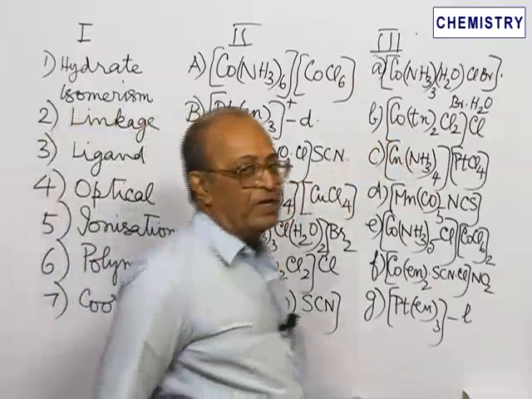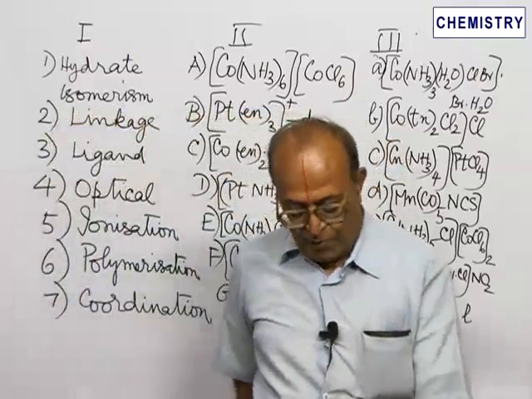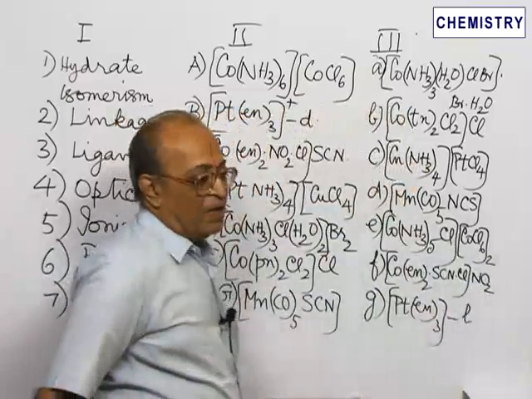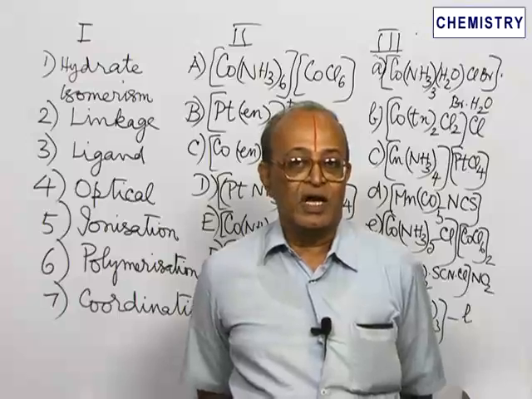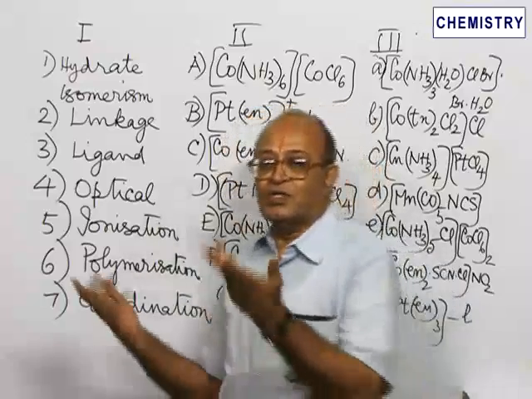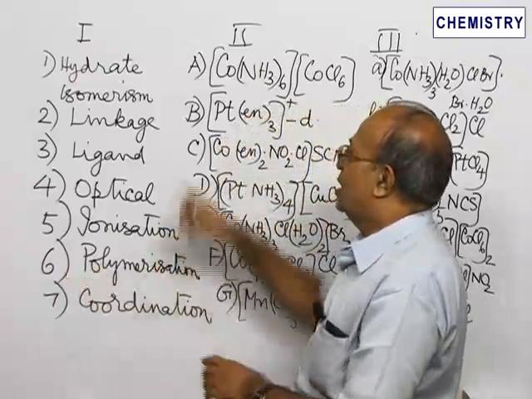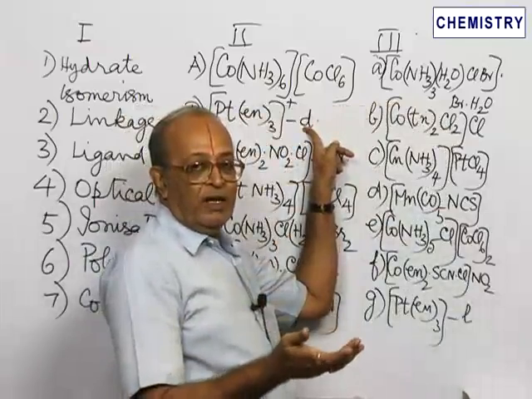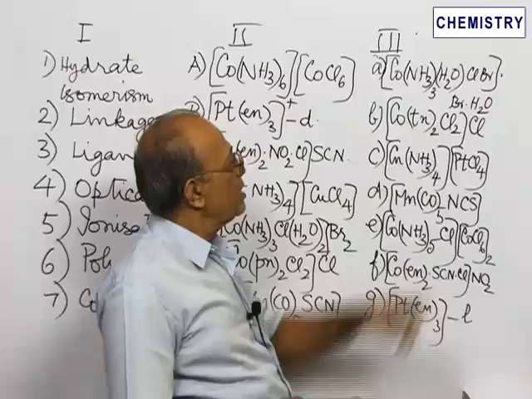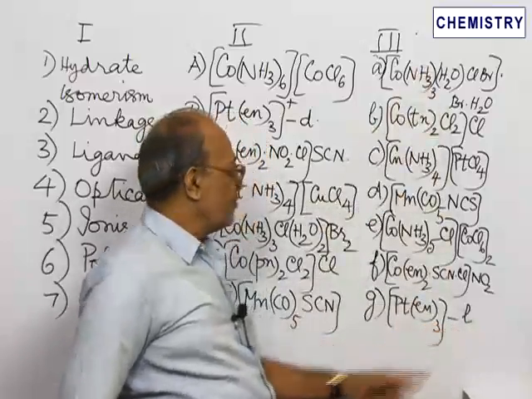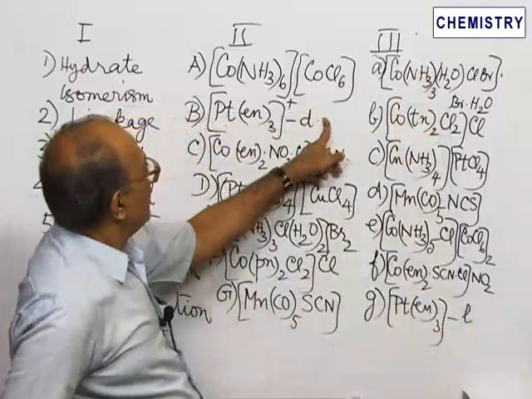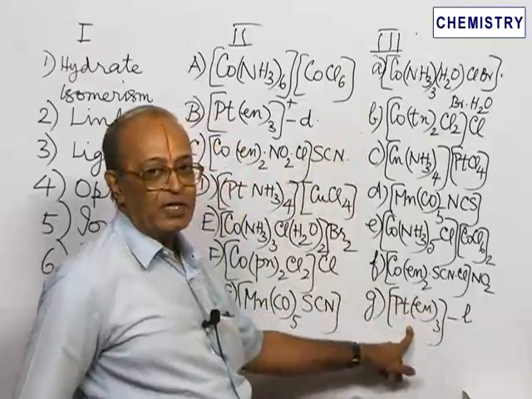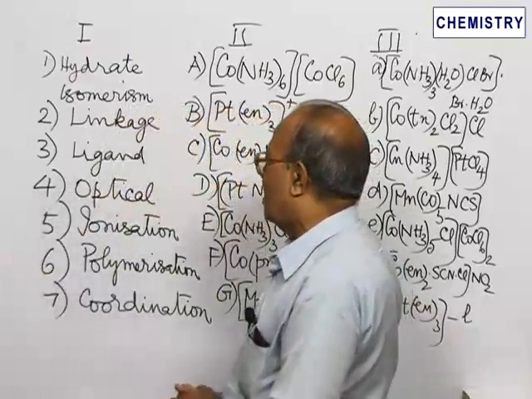Now come to optical isomerism. By the name optical isomerism itself, immediately you can come to the conclusion that optical isomers are in the form of enantiomers, dextro and levo isomers. So it is very easy. Look at column 2. B. This small d represents dextro isomer. Naturally, there should be correspondingly a levo isomer. Column 3, you can notice G. Therefore, 4, B from column 2 and this G from column 3. These three are matched in the case of optical isomerism.